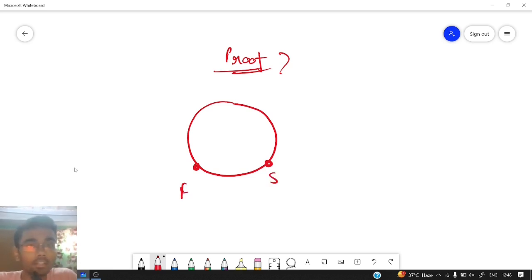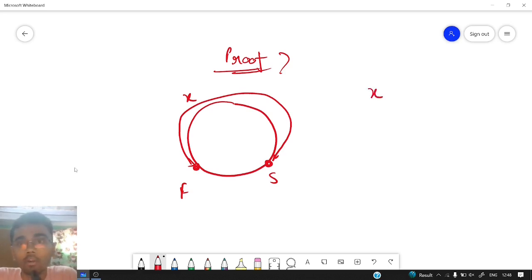So what is the condition when this fast pointer will be able to meet this slow pointer? Obviously there is some gap in between the fast pointer and slow pointer. Let us say that this distance is x. In order for the fast pointer to reach the slow pointer, it needs to cover this x distance. So how can we say that every time in a cycle the fast pointer will cover whatever distance is between the fast pointer and slow pointer, that is how we can say that they will meet.